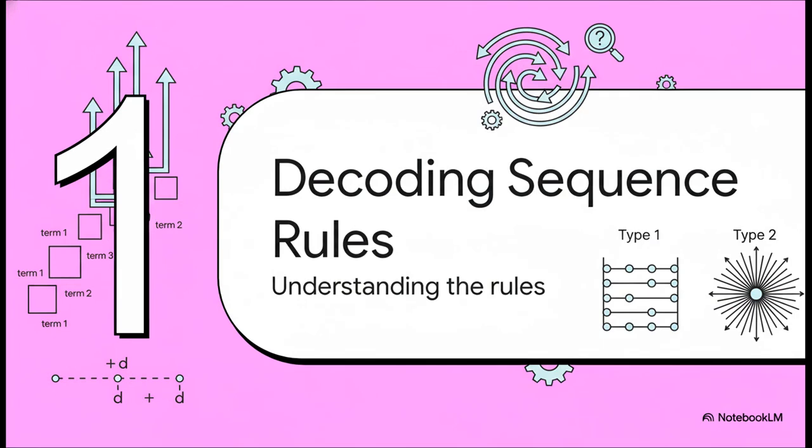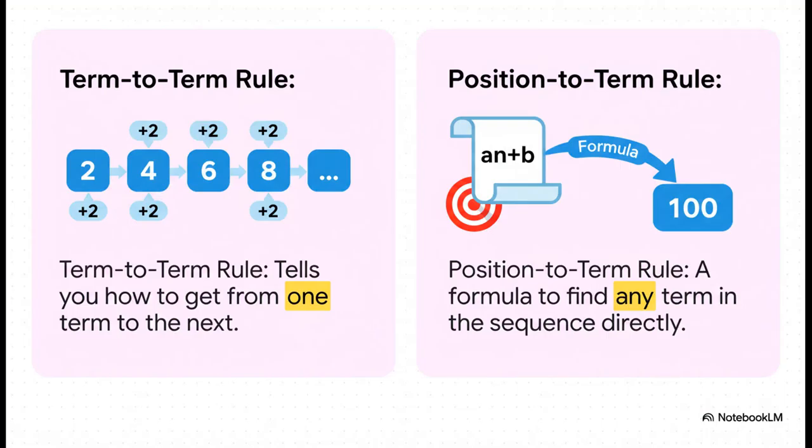You see, every single sequence, no matter how complicated it looks, is just a pattern, and every pattern has a rule. Your job is to figure out which of the two main types of rules you're dealing with. On one hand, you've got the simple term-to-term rule. It just tells you how to get from one number to the next. Add 3, double it, that kind of thing. It's fine for finding the next term.